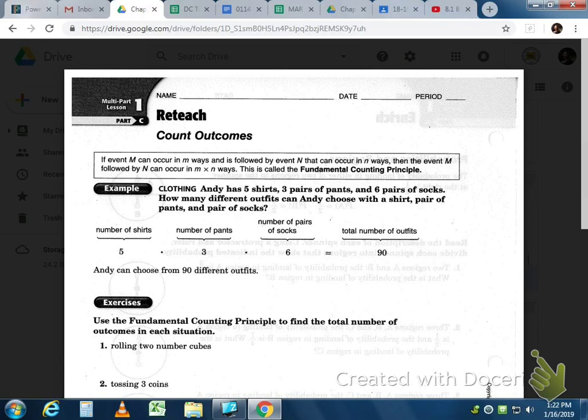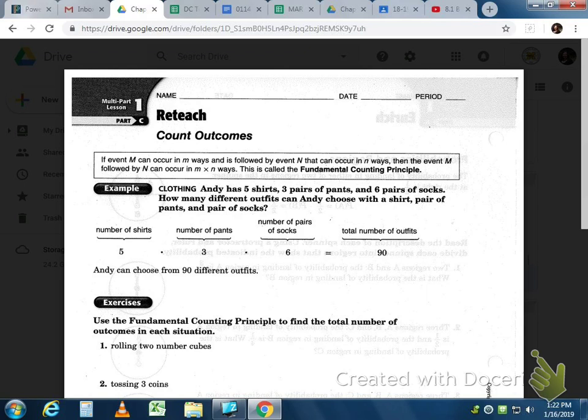If an event M can occur in M ways, followed by another event N occurring N ways, then the total number of ways that can happen is M times N. What that means is how many possible choices first, times how many possible choices second, and so on. You multiply the number of possibilities or choices together.